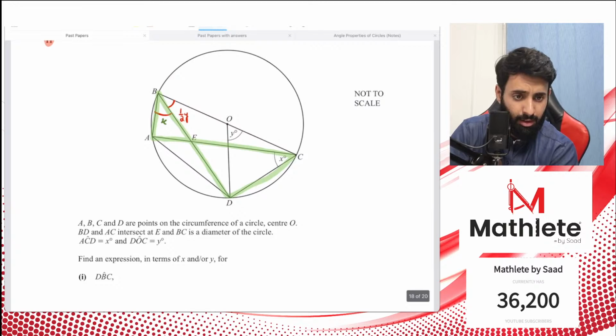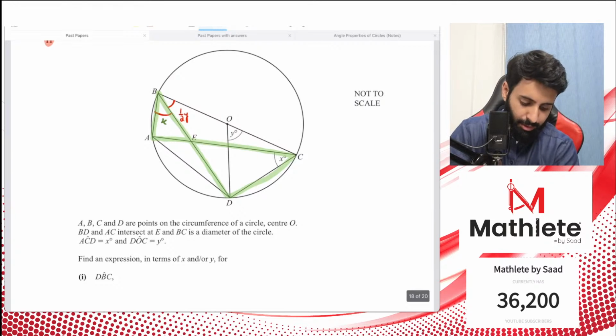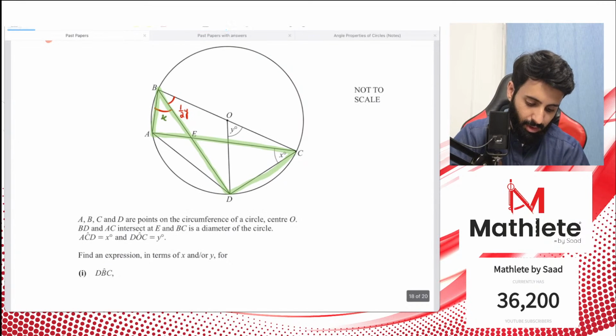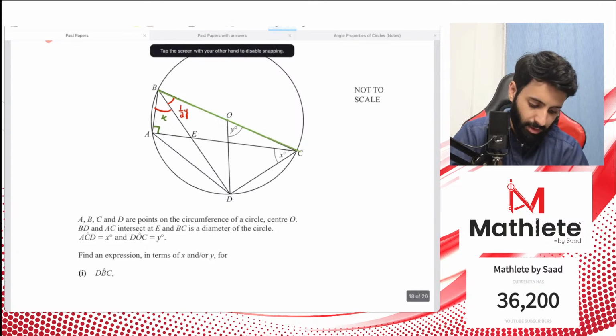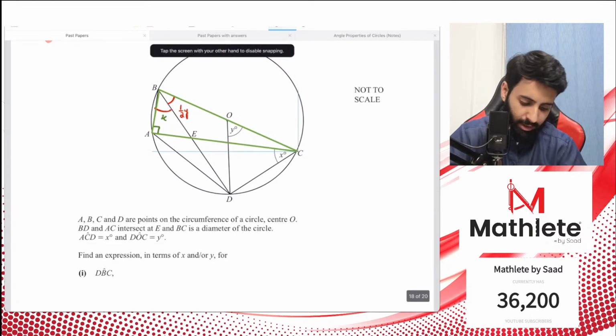I can see someone has mentioned BDC is equal to 90 degrees. Yep, that's absolutely true. It's not just BDC that's going to be equal to 90 degrees. In fact, BAC will also be equal to 90 degrees. So I'll write it over here. And why will this be equal to 90 degrees? The reason behind that is because it's opposite the diameter. BC is a line that's passing through the center. That means it's a diameter. There you go.